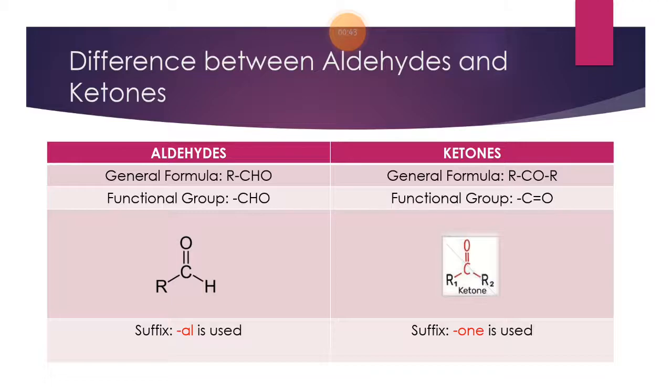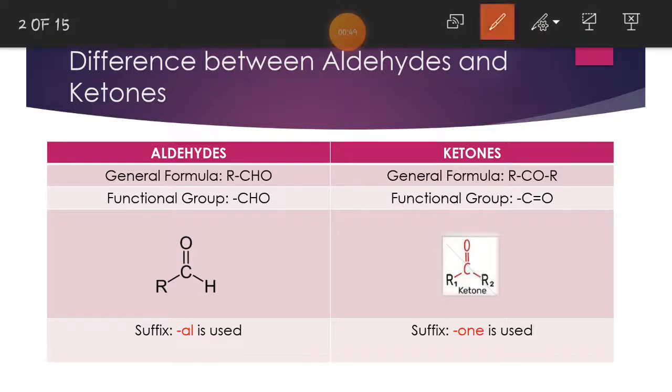These two classes of compounds are differentiated on the basis of the functional group. The general formula for aldehyde is RCHO. Here R may be hydrogen or an alkyl group. The general formula for ketone is RCOR. Now you may see here that in the aldehydes, this carbonyl group, that is the C double bond O group, is attached to a hydrogen atom. However, in ketones, this carbonyl group is attached to alkyl groups on both sides.